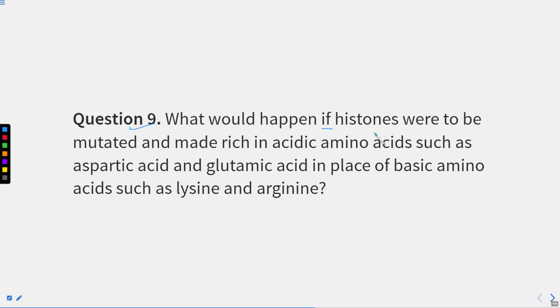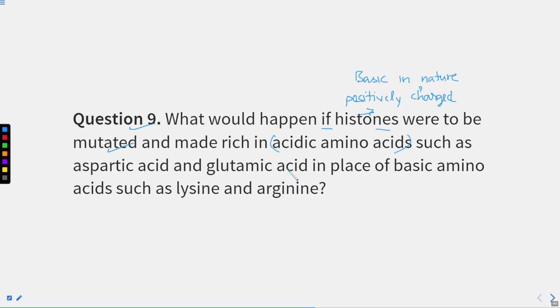Now question number 9. What would happen if histones were to be mutated and made rich in the acidic amino acid? You know, histones are positively charged. What are the features of histones? They are positively charged, and they are basic in nature.